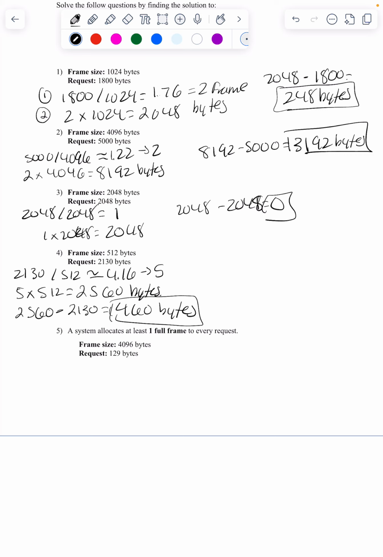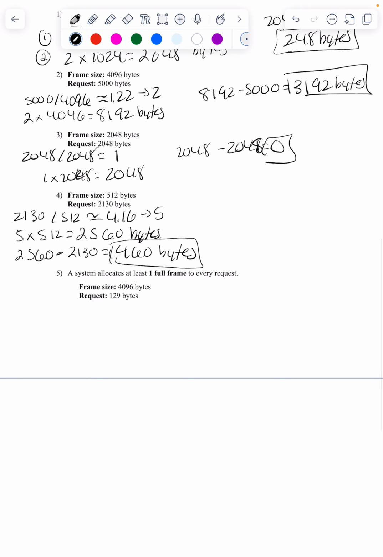And then finally, let's look at number 5. The system is going to allocate at least one full frame for every request, and our frame size is 4096 bytes. So the way we're going to go about this is normally we'd take the 129 bytes and try to divide it by the frame size, which is about less than 1. But because of the rule, at least one full frame per request, the process still gets one whole frame.